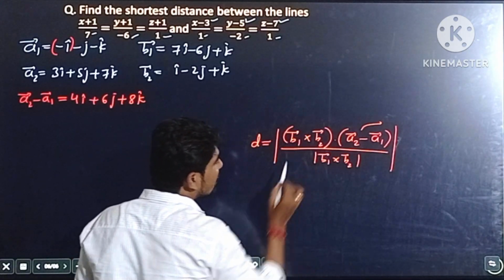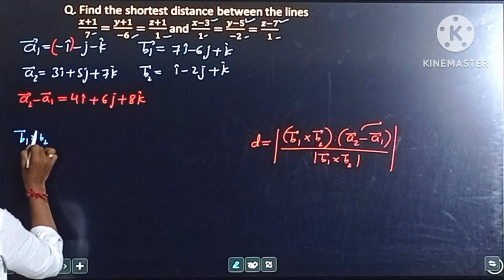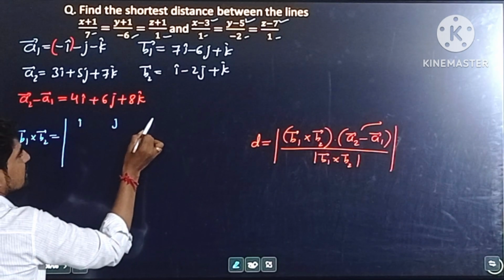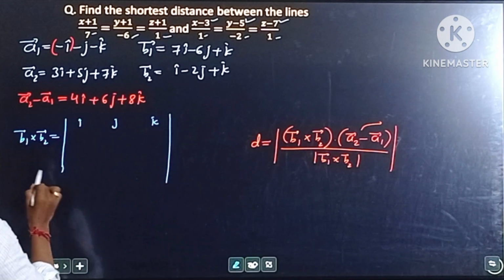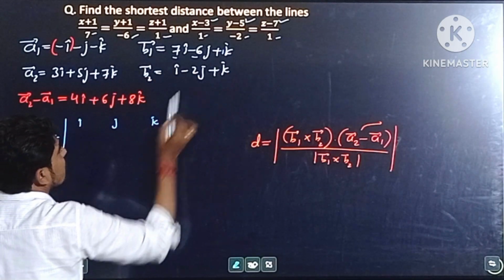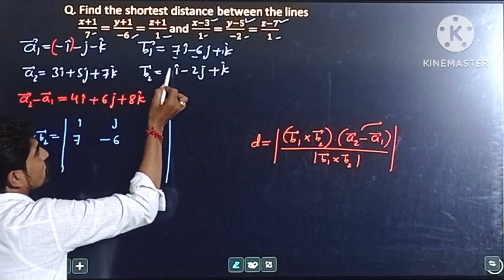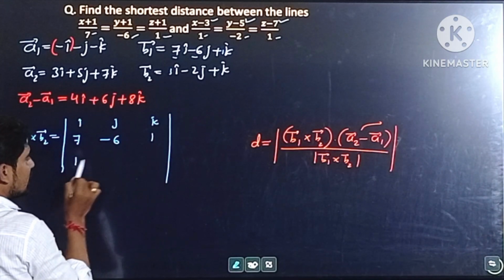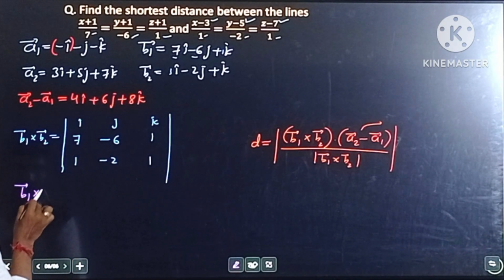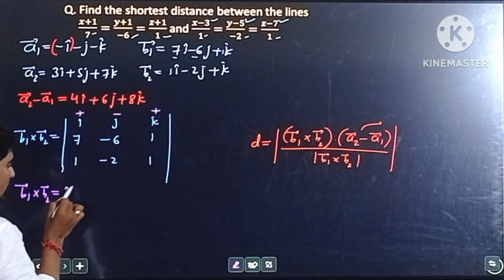And then we need b1 vector cross b2 vector. So b1 vector cross b2 vector is equal to the determinant whose first row is the unit vectors i, j, k, second row is the coefficients of i, j, k in b1 vector, that is 7, minus 6, 1, and third row is the coefficients of i, j, k in b2 vector, 1, minus 2, 1.